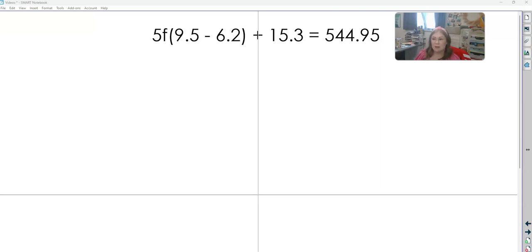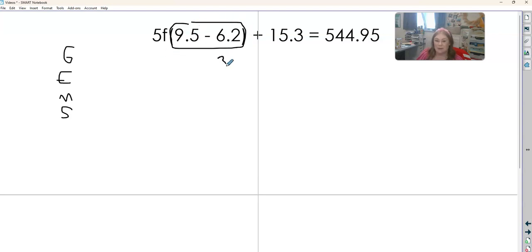All right, let's practice a couple problems together to get better at balancing equations and writing inequalities. So we have this first one here. We first need to follow GEMS, or order of operations, to simplify it. I do have a group, and I can put 9.5 and I can minus 6.2 from that.